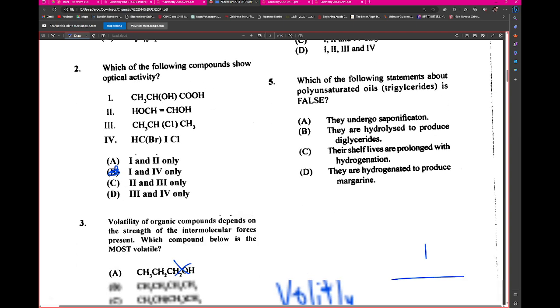5. Which of the following statements about polyunsaturated oils or triglycerides is false? B, right?